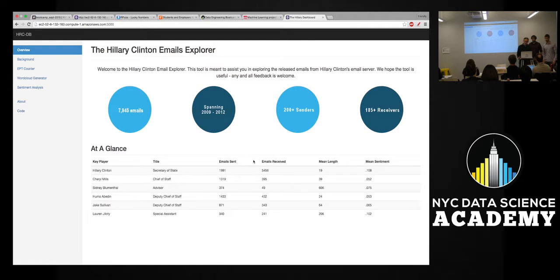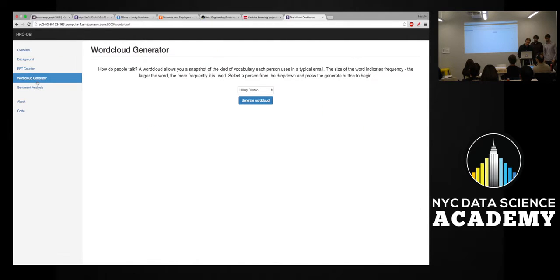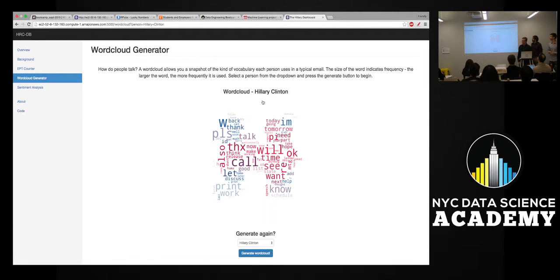But I'm going to jump in and show you one of the tools that we have that I just spoke about, which is the word cloud generator. It's relatively simple. It takes the full text of the body from a specific individual, and it changes the size of the word being presented based upon the frequency within that full set of text. And this is from Hillary, and you can see that it's relatively straightforward stuff.